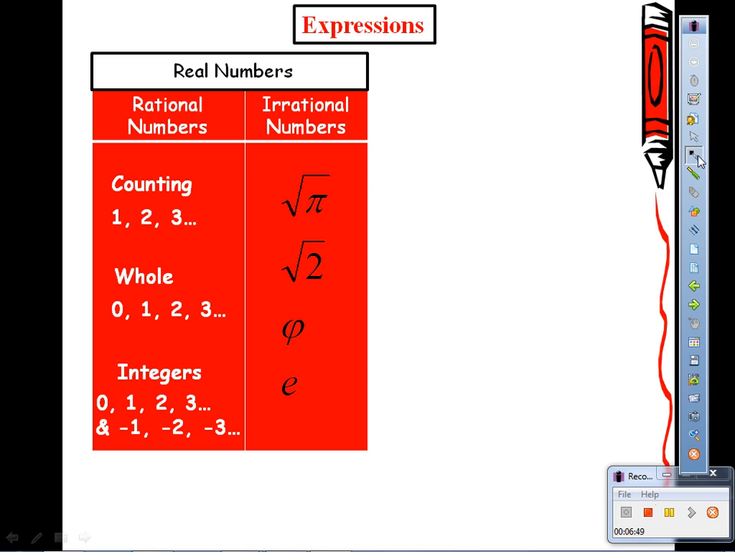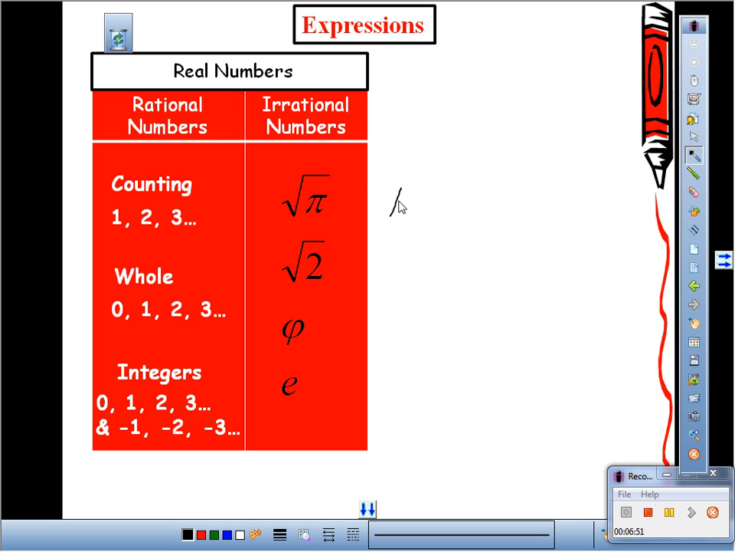So here we have pi. You guys remember pi? 3.14, and it keeps going. It never stops. There's a supercomputer that they typed in the formula for pi, and it's still going. Yeah, it doesn't end. Next, square root of 2.